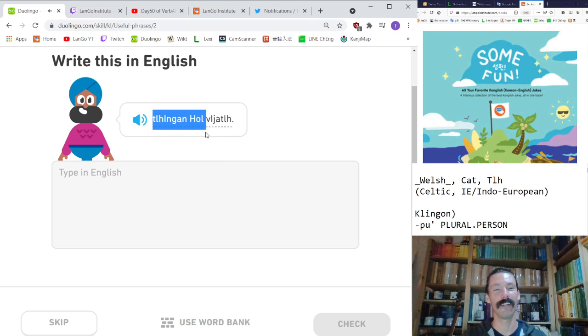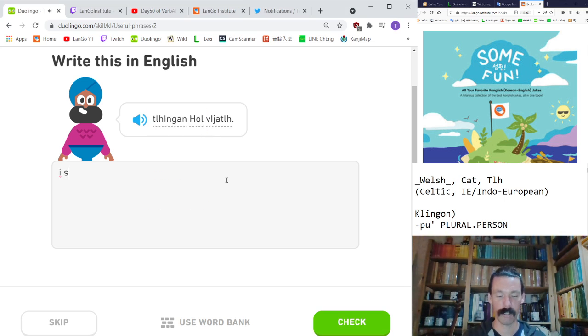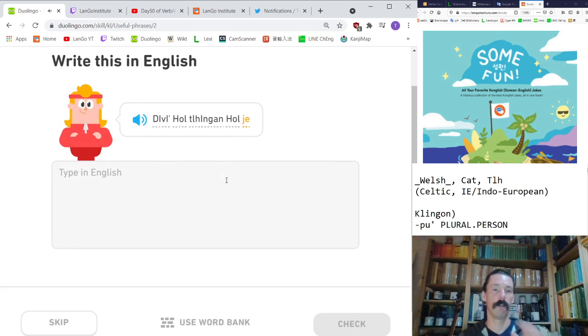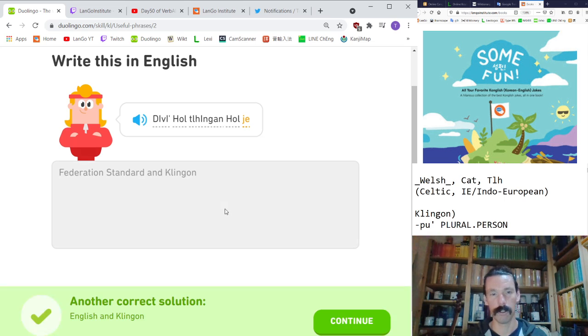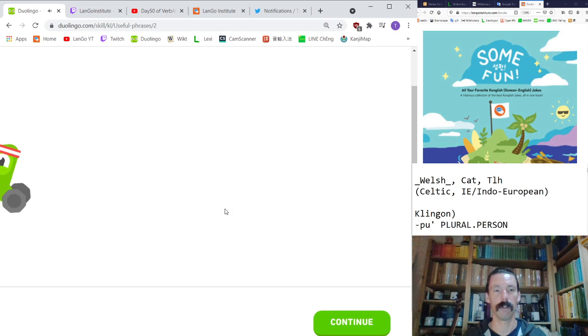So, compound. Klingon. I speak it. I speak Klingon. Divit hol. Klingon hol j. J is the other way to say and. Instead of putting it in between, you can put j at the end. And it's just two noun phrases. Divit means the Federation, and Divit hol, Federation language, is English, or they're calling it here, I think, Federation Standard. And we've got to put in the middle there, Klingon language. Or English and Klingon would do, okay.